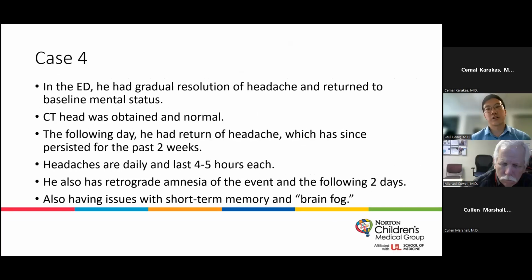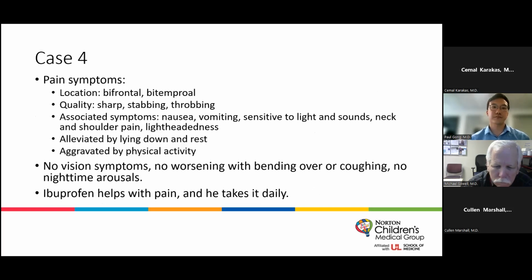There, he had gradual resolution of his headache and returned to baseline mental status. The CT head was obtained and normal, and then the following day, he had return of headache, which has since persisted for the past 2 weeks. His headaches are daily, last around 4 to 5 hours each. He has complete retrograde amnesia for the event and the following 2 days after the event. And currently, alongside headache, he's having issues with short-term memory and brain fog.